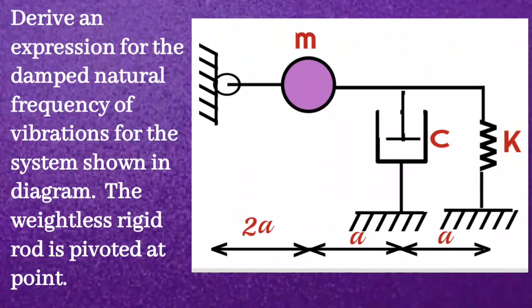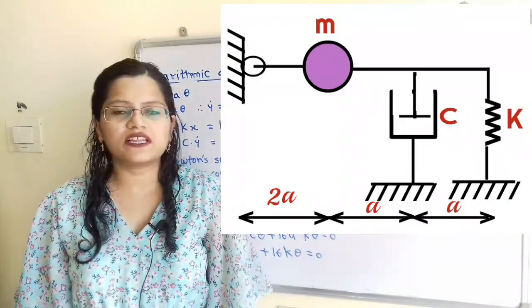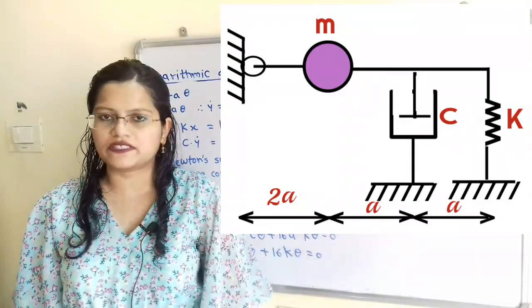Given the question, derive an expression for the damped natural frequency of vibration for the system shown in the diagram. The weightless rigid rod is pivoted at point O. We have to find the differential equation of motion for this given system.